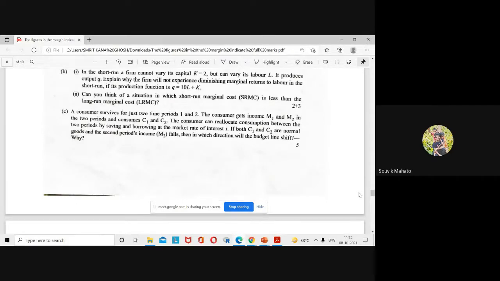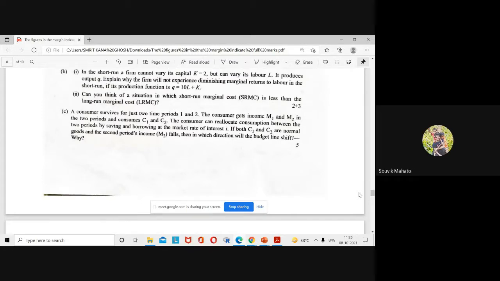Ma'am, because for diminishing marginal returns to labor, at some point MPL must be zero, but for this production function, I think it cannot be zero. Why should MPL be 0? Because first MPL increases, then it becomes zero, then decreases. Yes, so why are you interested in the maximum MPL? Where it is 0, the slope of MPL is 0, not MPL is 0.